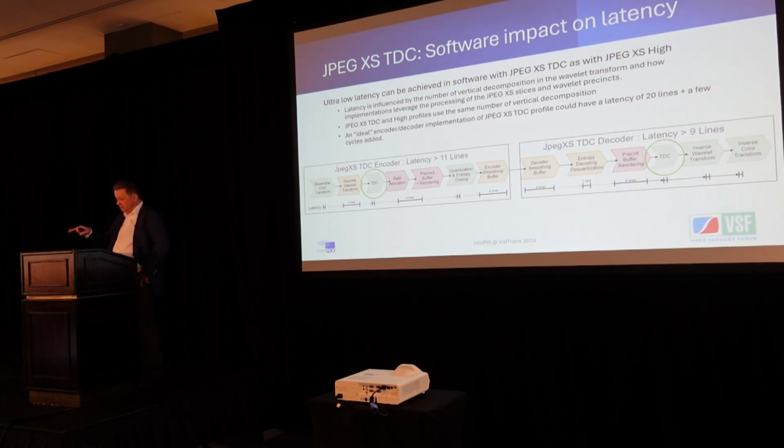And then what I'm showing down here at the bottom is an ideal encode and decode implementation of JPEG XS. Obviously there are a lot of other factors that come with software that are outside the control of the encoder. But within the encoder space, it's about 20 lines. You need about 11 lines on the encoder side and 9 lines on the decoder side. So roughly your best case scenario is 20 lines plus a few cycles added in there, which is less than a line. Compute cycles, as JB explained it to me. It's not a full line, it's just some extra processing cycles from the CPU.